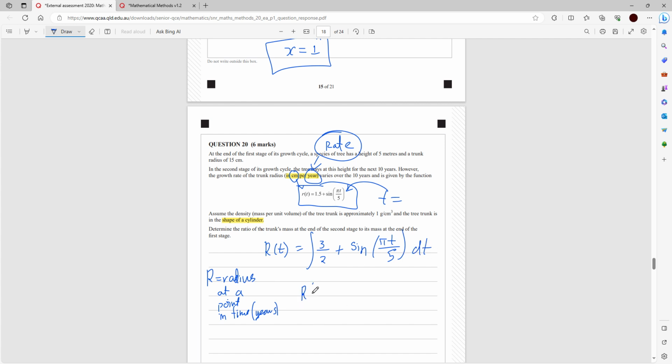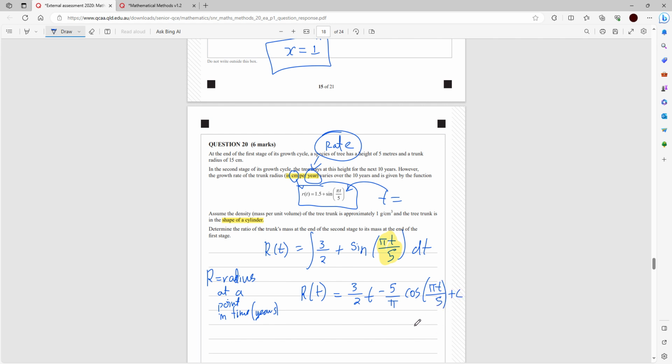So let's integrate this. So integrating the constant, just chuck a variable next to it. So 3 on 2 t. Now integrating here, you need to divide by the differential. So the differential of the inside function will just be pi on 5. If you divide by that, you should have plus 5 on pi multiplied by, if you integrate sine, that turns into negative cos. So you're going to have, in the end, minus 5 on pi cos of pi t on 5. And then don't forget your constant c. Okay.